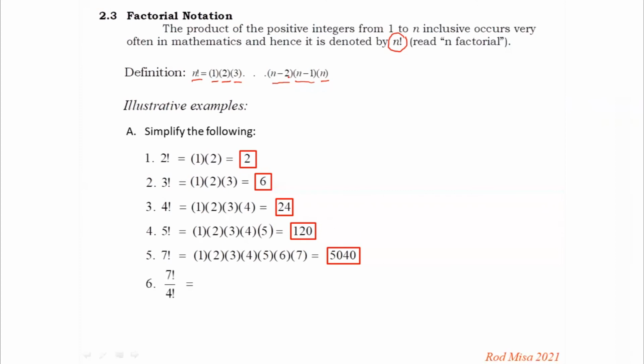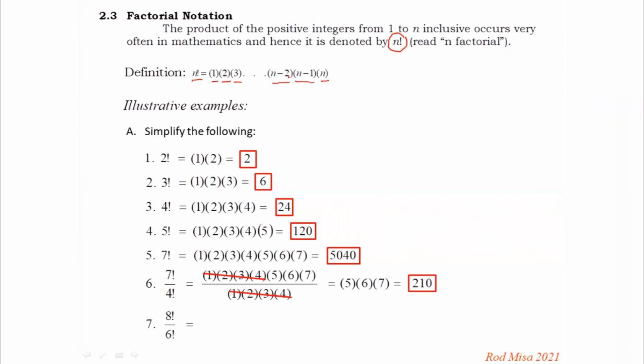Now, what is 7 factorial divided by 4 factorial? 7 factorial, we know that's a product from 1 to 7. And 4 factorial is also a product from 1 to 4. So, canceling these factors 1, 2, 3, and 4 from the numerator and from the denominator, then we are left with the product of the numbers 5, 6, and 7 here. Therefore, 7 factorial divided by 4 factorial is 210.